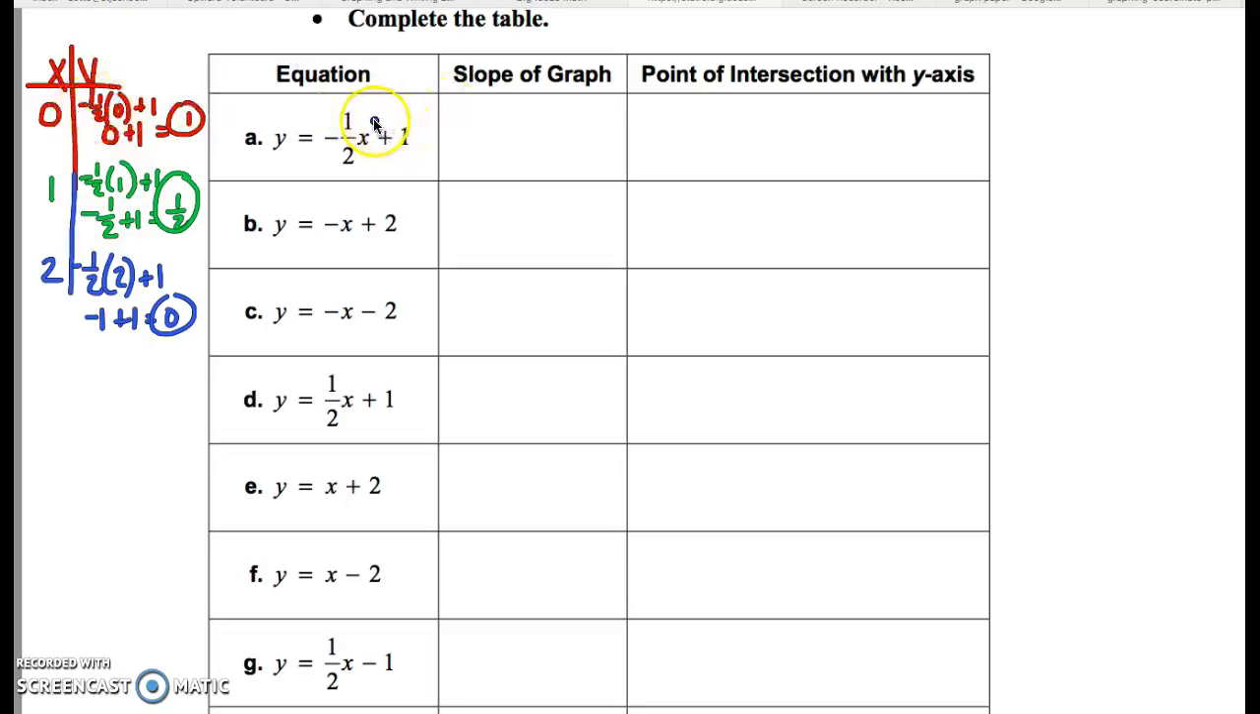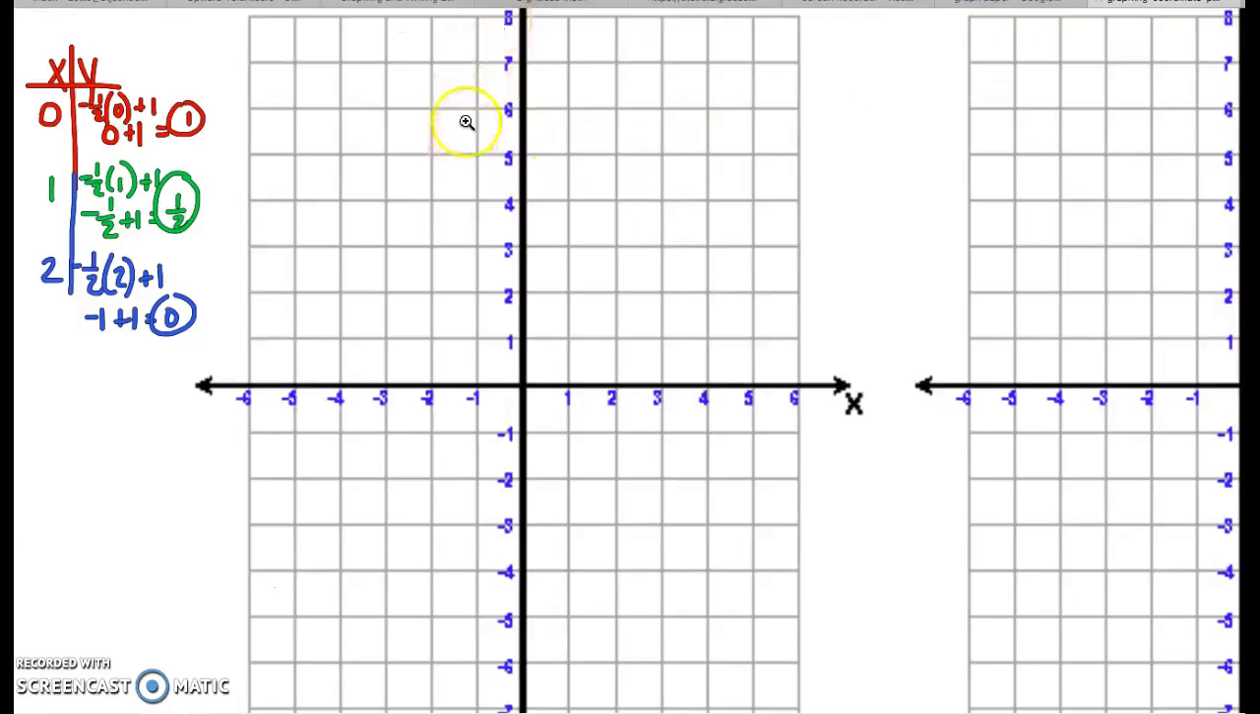So let me switch over to some graph paper here. I need to plot the point 0, 1, so over 0, up 1. I need to plot the point 1, a half, so over 1, up a half. And then the point 2, 0, so over 2, up 0. And there's my line.